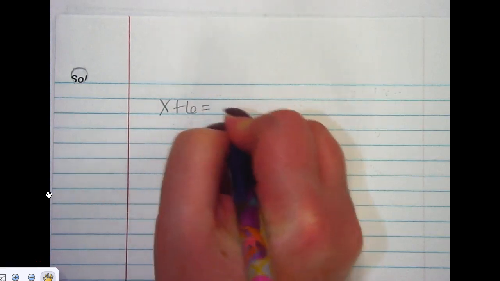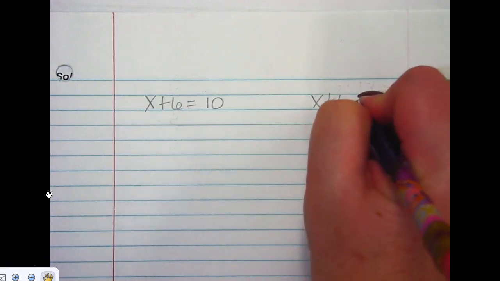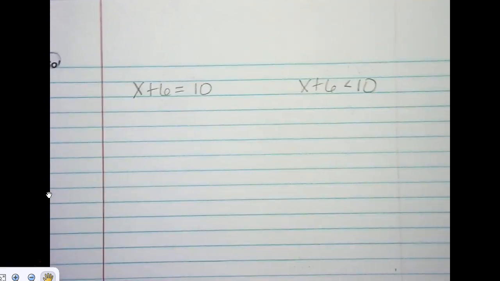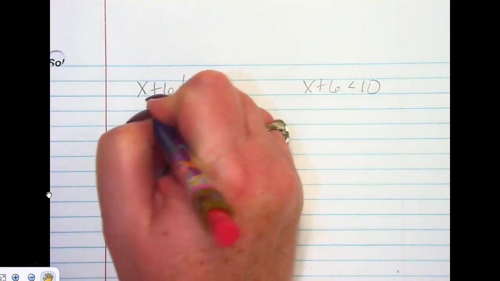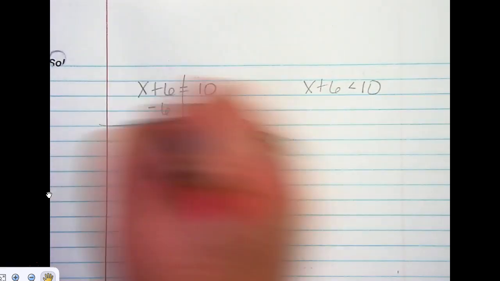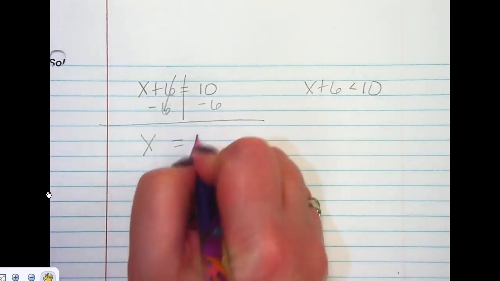So if I said x plus 6 equals 10, and if I said x plus 6 is less than 10, is the math I do for those two things any different? No, I'm going to do the exact same thing. I'm going to split this here. I'm going to subtract 6 from both sides, and I'm left with x, that's a 0 pair, equals 4.